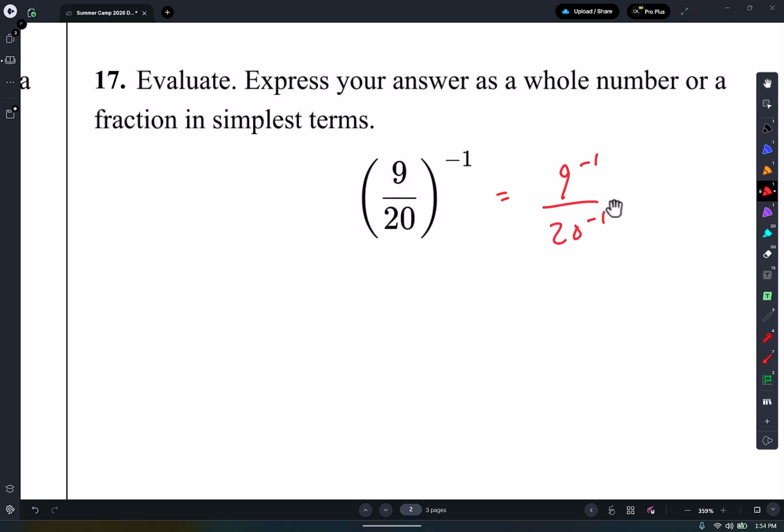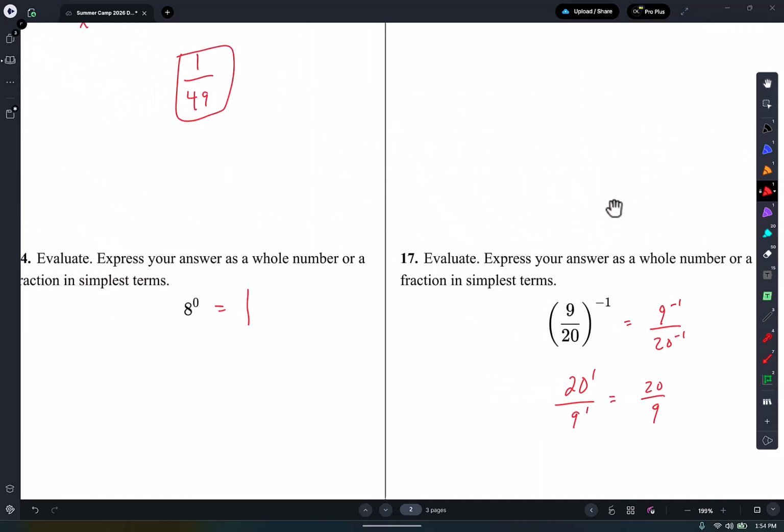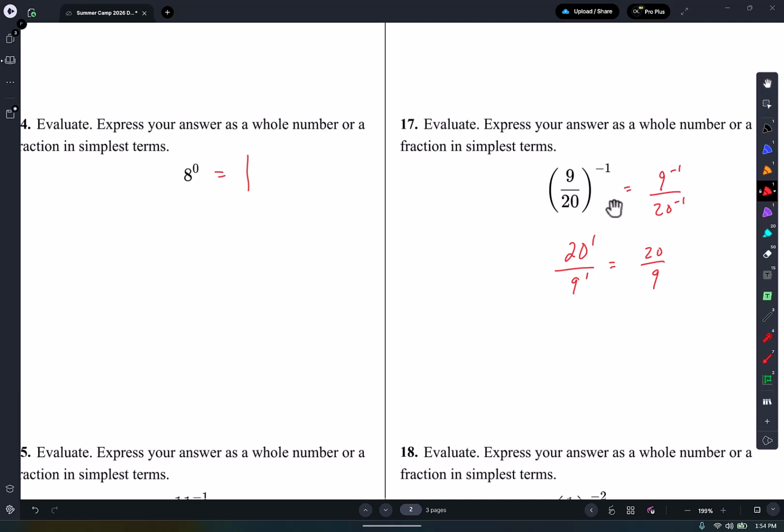So there it is. And now I want to turn those exponents positive. So the 1 in the numerator, 9 to -1, I'm going to bring that down. And the 20 to -1, I'm going to bring that up. So 20 to the power 1 over 9 to the power 1. Are we still okay? Well, 20 to the power 1 over 9 to the power 1, that's just 20 over 9. And then leave it alone. Does that make sense, guys? All right, let's keep going.